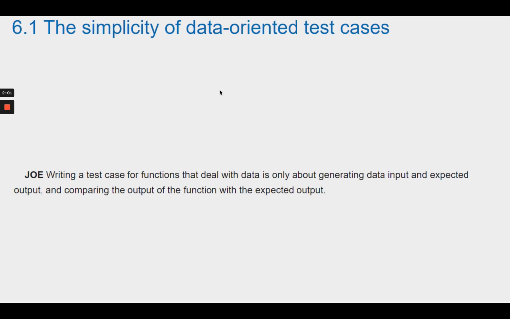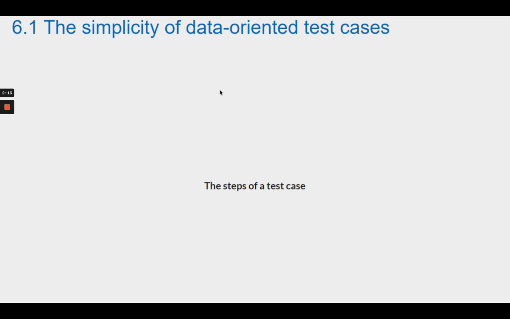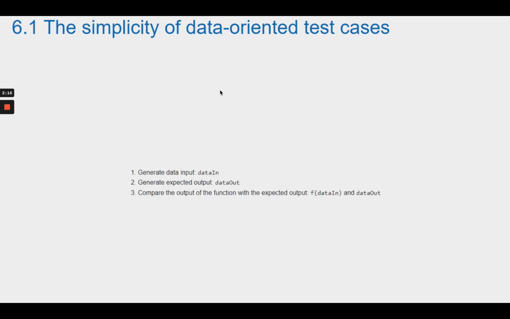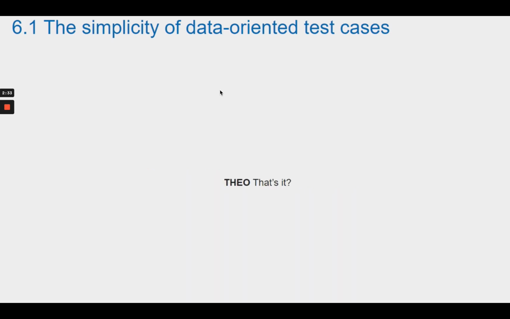Joe: Writing a test case for functions that deal with data is only about generating data input and expected output, and comparing the output of the function with the expected output. The steps of a test case. 1. Generate data input, data in. 2. Generate expected output, data out. 3. Compare the output of the function with the expected output, f of data in and data out. Theo: That's it? Joe: Yes. As you'll see in a moment, in DOP there's usually no need for mock functions.